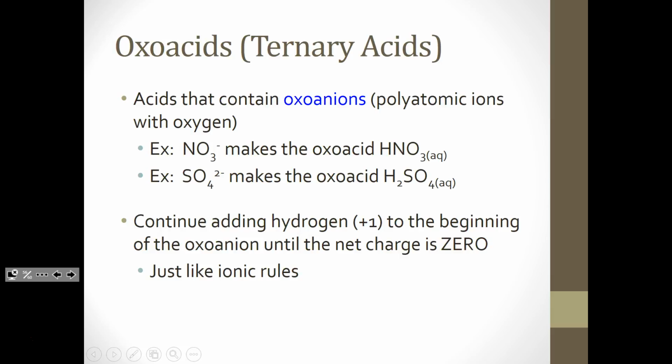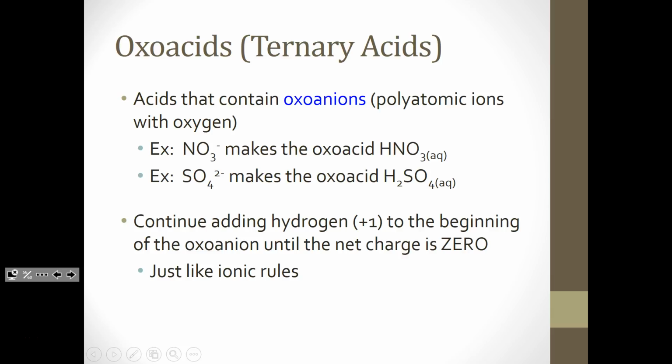Okay, so now those were binary acids. So remember, binary acids are hydrogen bonded to just an element, and it's in the aqueous phase. There are also what's called oxo acids. Sometimes people call them ternary acids. They are the same thing. And what are these acids? These are acids that are going to contain oxoanions. And you're like, what the heck is an oxoanion? An oxoanion is an anion that contains oxygen, which most of the time is a polyatomic ion. Because if you think about it, most of our polyatomic ions actually contain oxygen in them, like nitrate or sulfate.